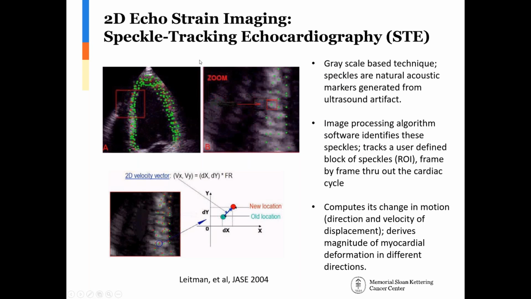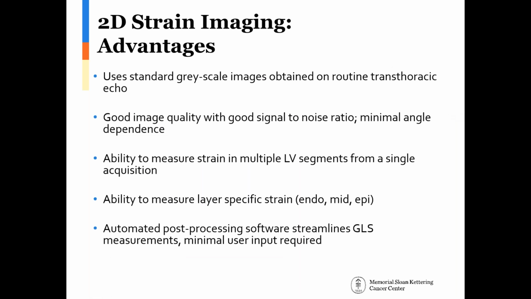So 2D strain is obtained via speckle tracking echocardiography, which is a grayscale-based technique. Speckles are natural acoustic markers generated from ultrasound artifact as a result of scatter of the ultrasound beam by the tissue. The image processing software identifies these speckles and tracks a user-defined block of speckles or region of interest, frame by frame, throughout the cardiac cycle. And by computing its change in motion, it derives magnitude of myocardial deformation in different directions.